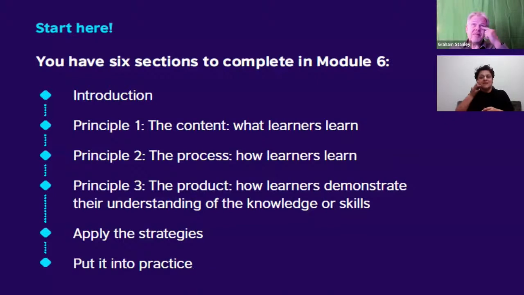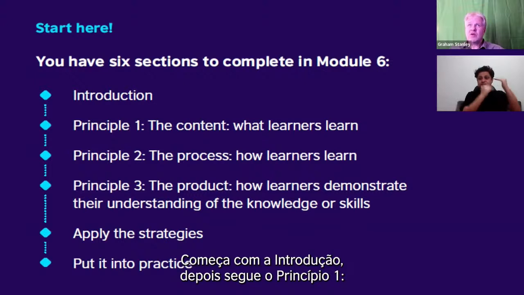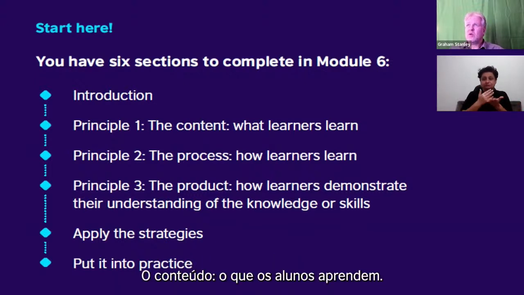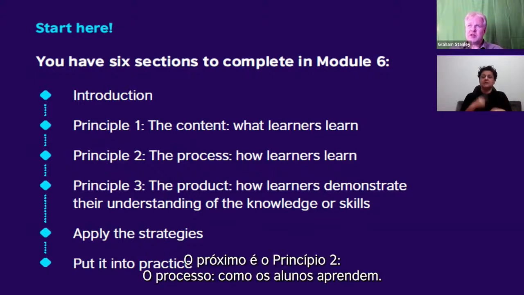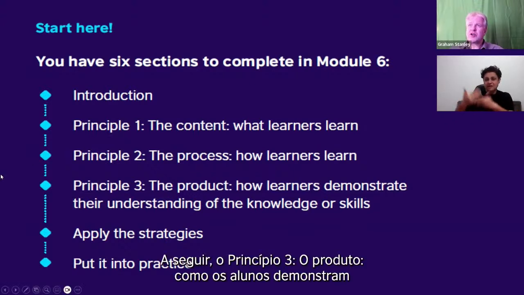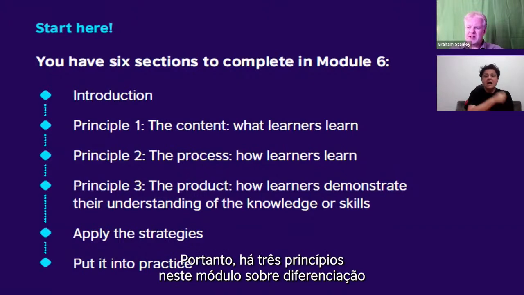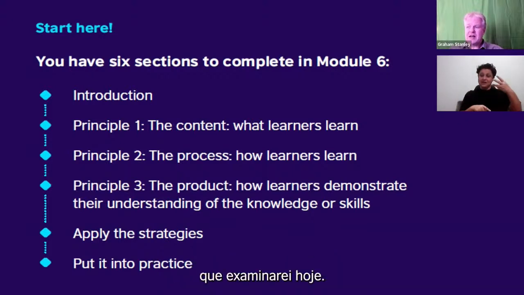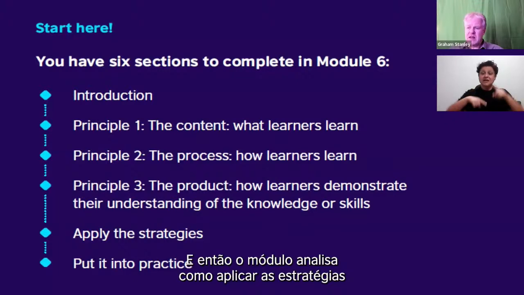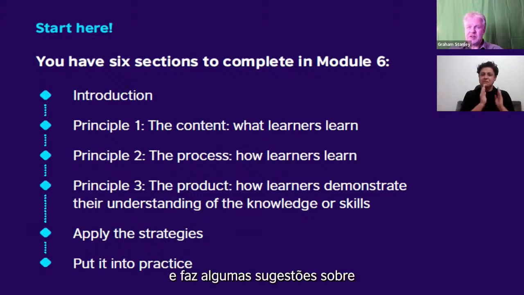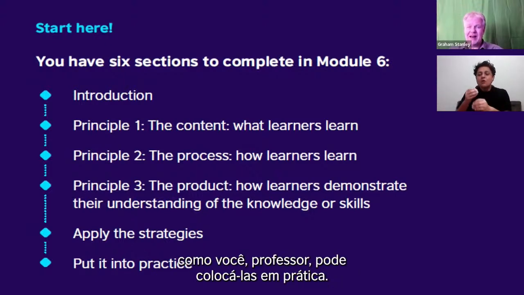So this is the beginning. There are 6 sections to the module. It starts with an introduction. Then it goes to Principle 1, the content, what learners learn, followed by Principle 2, the process of how learners learn, and then Principle 3, the product, how learners demonstrate their understanding of the knowledge or skills. So there are 3 principles in this module about differentiation, which I'll look at today. And then the module looks at how to apply the strategies and makes some suggestions about how you, the teacher, can put it into practice.